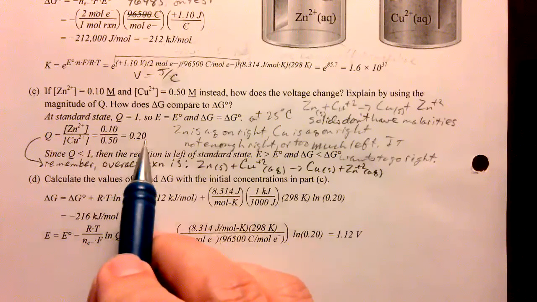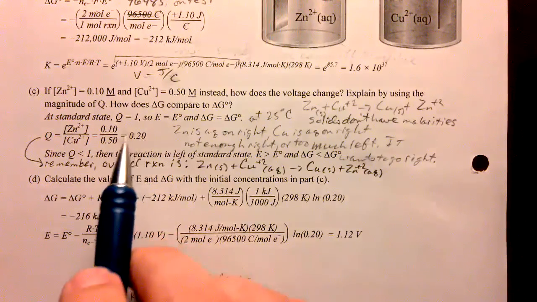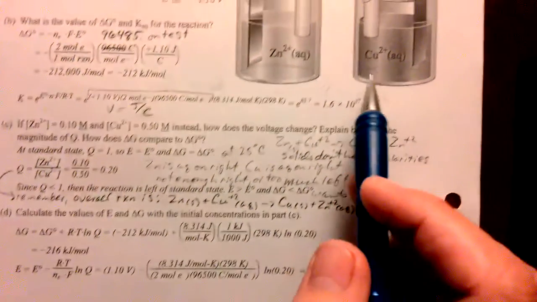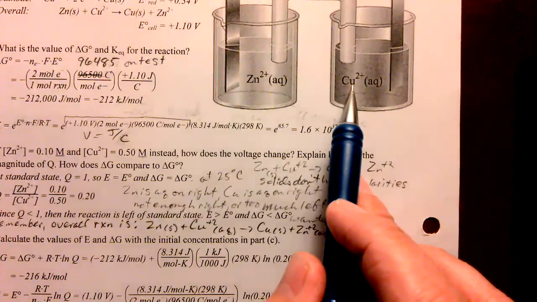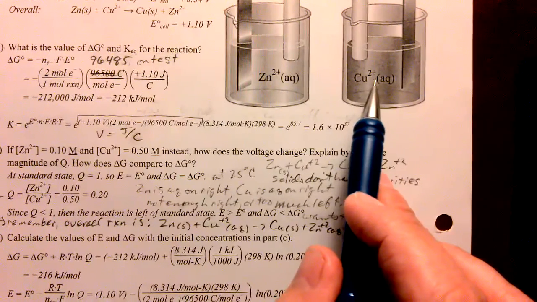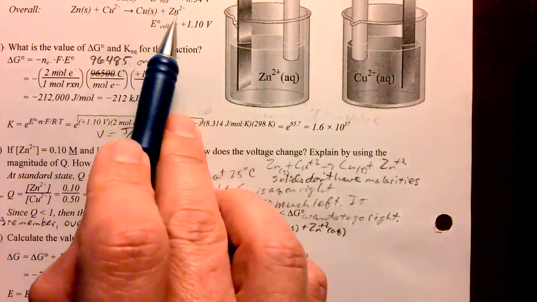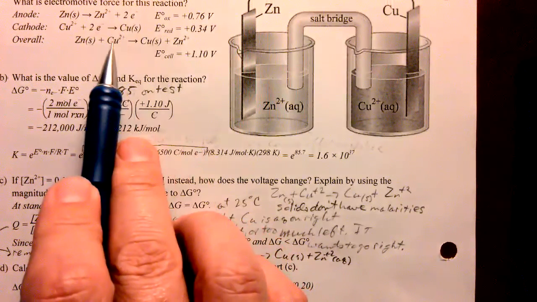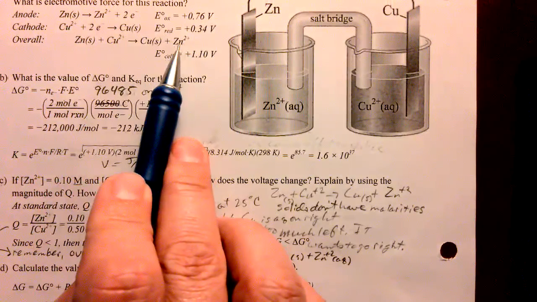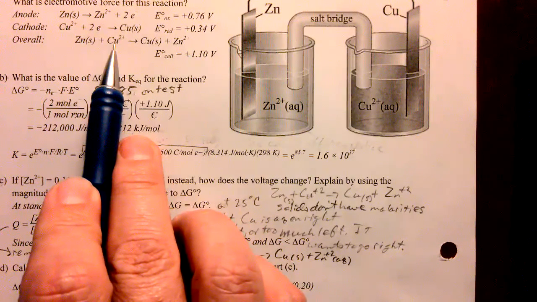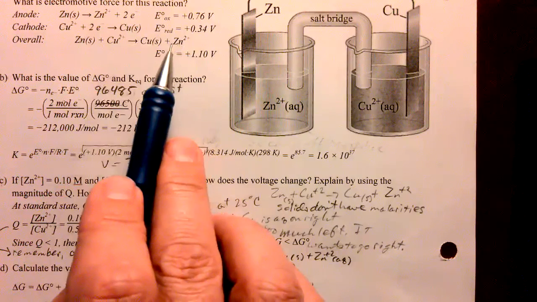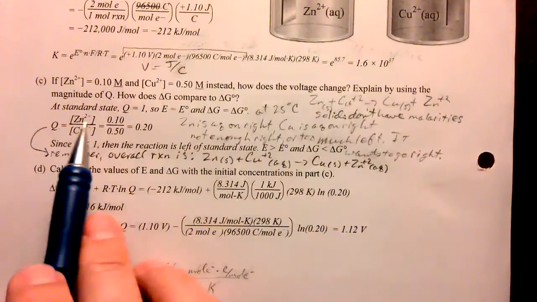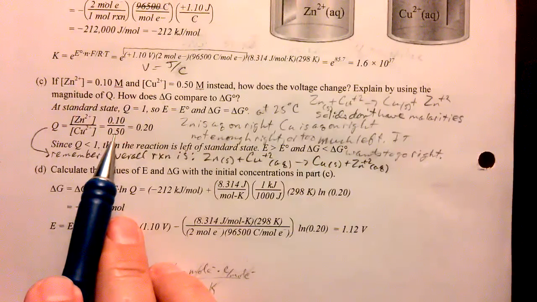We get 0.2. Now, the other thing that I found difficult was to remember which one to put on top, because this is on the right, I started thinking of it as the product. But if you look at the overall reaction, the zinc aqueous is the product. This is the product and that is the reactant. And so it's zinc over copper. Products over reactants to the power of the number in front. And the coefficient for both of these is 1. So we just end up with zinc molarity divided by copper molarity, and we get 0.2.